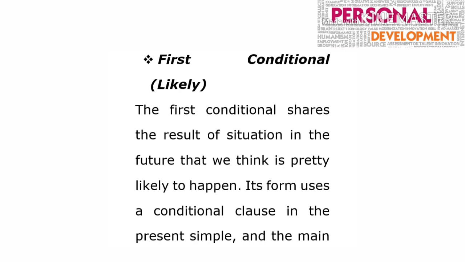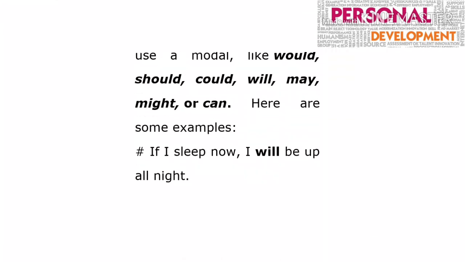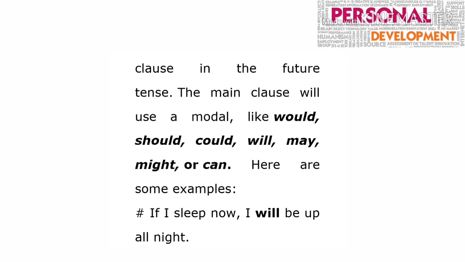First conditional, likely. The first conditional shares the result of a situation in the future that we think is pretty likely to happen. Its form uses a conditional clause in the present simple and the main clause in the future tense. The main clause will use a modal like would, should, could, will, may, might, or can. Here are some examples. If I sleep now, I will be up all night.